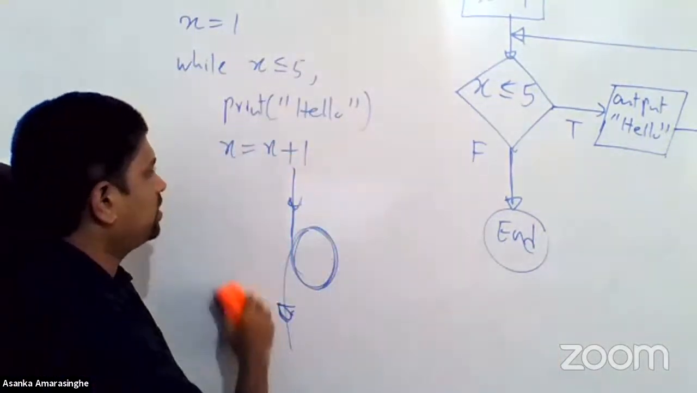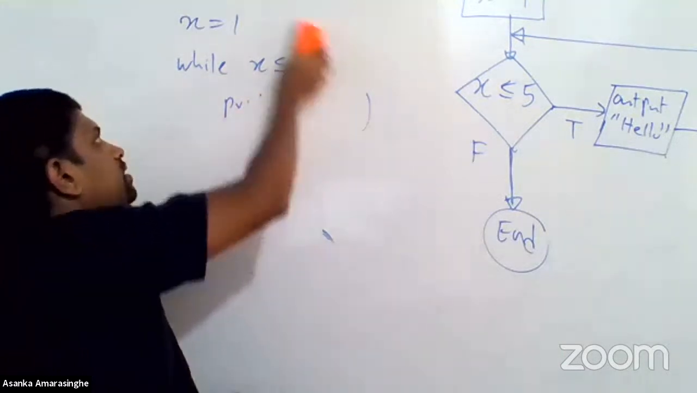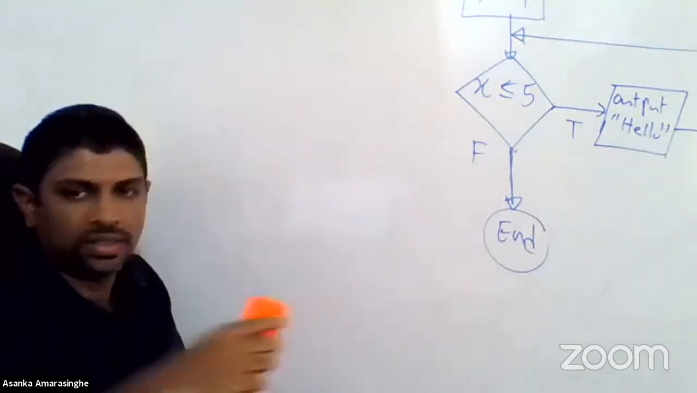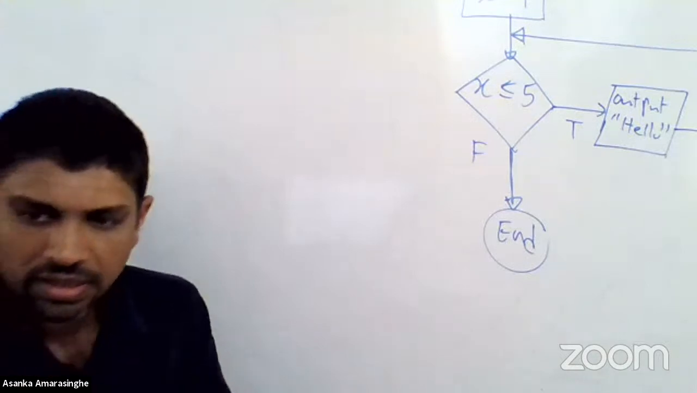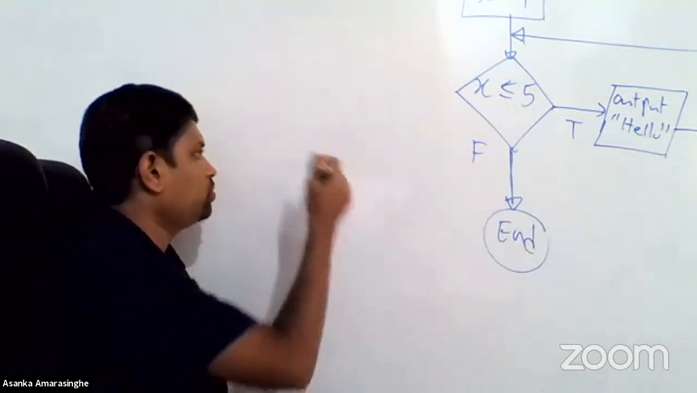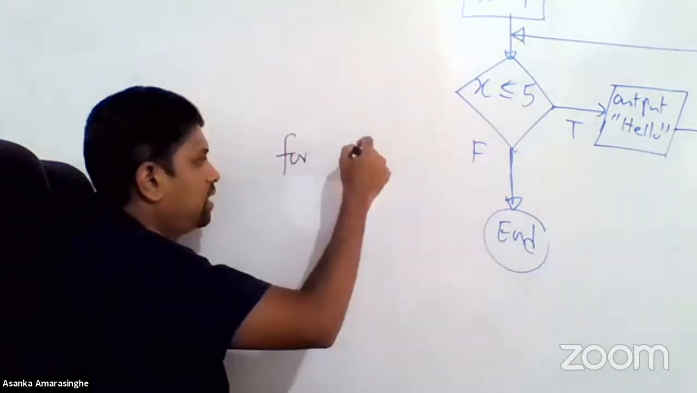This is a loop. We have two options, for and while.